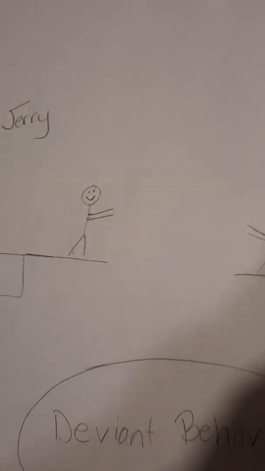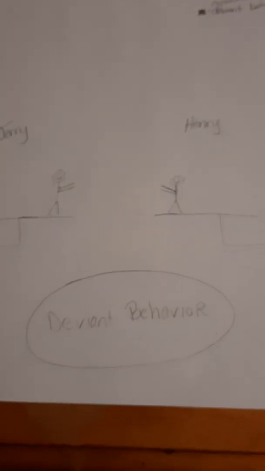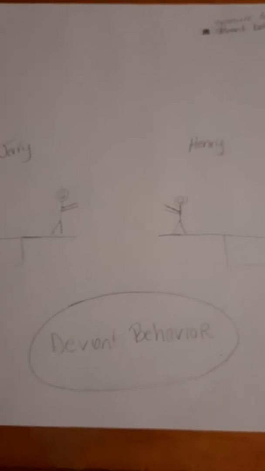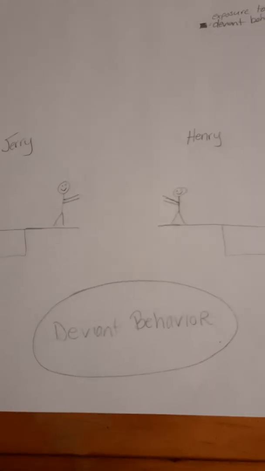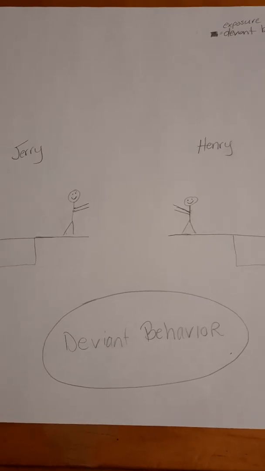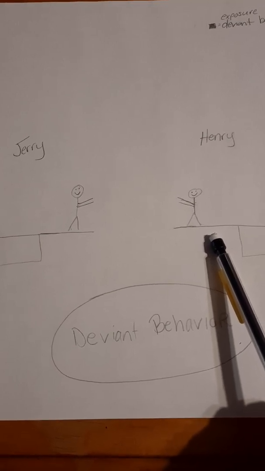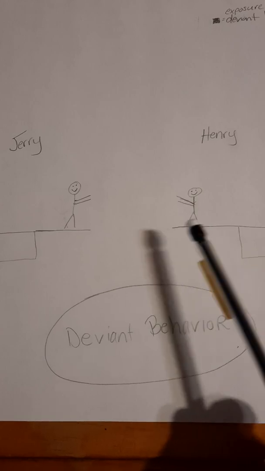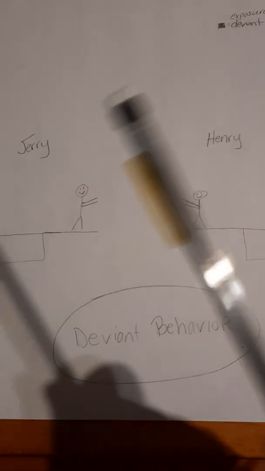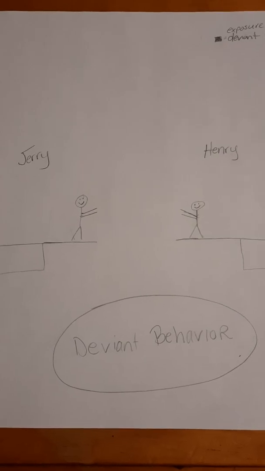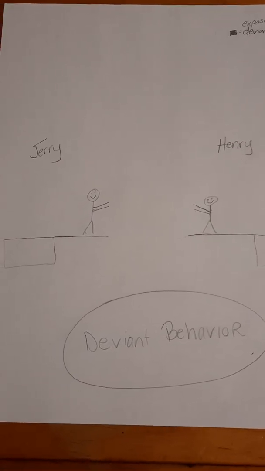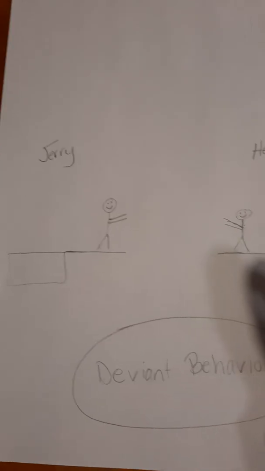Okay, so I'm going to start off by using examples of maybe one of these boys getting exposure to deviant behavior. So let's say we have Henry, who comes home from school and goes to baseball practice every day and gets picked up by his parents after practice. Then we have Jerry, on the other hand, who maybe goes home from school and hangs out with his brother, who might be into a gang or gang-related activities. So that would be exposure to deviant behavior. So I'm going to add Jerry a block.